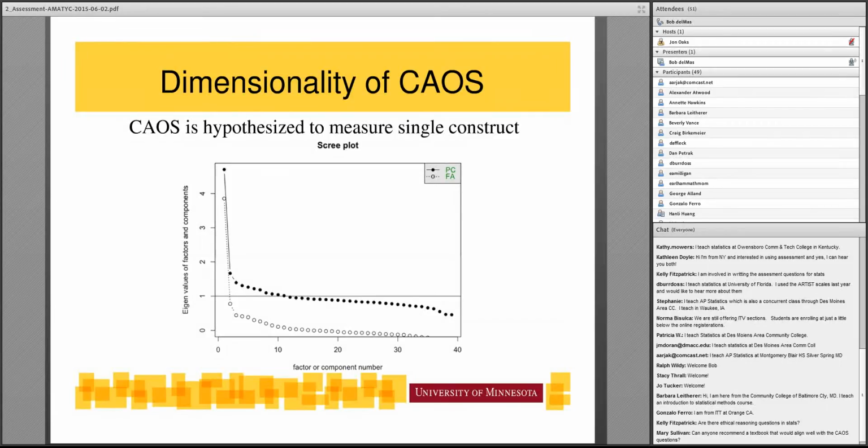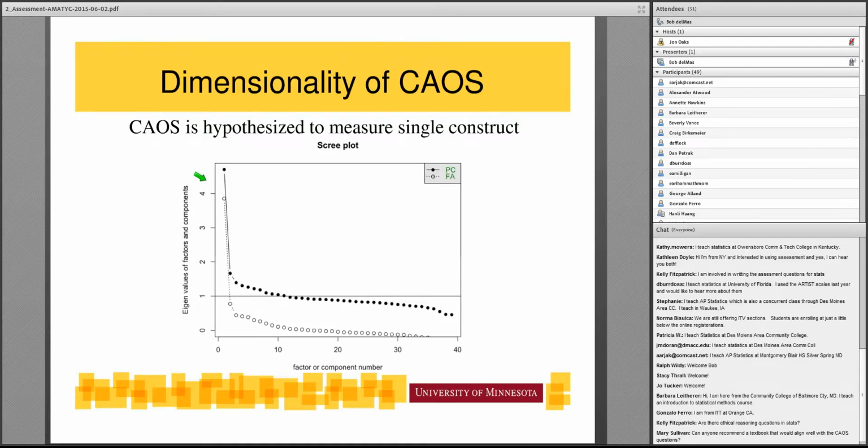Dimensionality of the CHAOS. This is just evidence from a factor analysis, a scree plot, showing that after you extract the first factor, as you can see here, you get a big drop in the proportion of variance that's accounted for by these remaining hypothetical factors. So this is some evidence that really there's only one dimension, one thing that the CHAOS test is measuring, and I would argue that that is conceptual understanding of these important concepts that's being assessed.